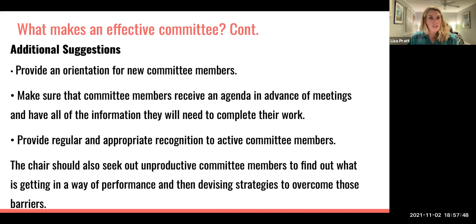The next suggestion is to make sure that committee members receive an agenda in advance of meetings and have all the information they need to complete their work. I think Kennebunk does a great job with this right now, and we should keep it up.